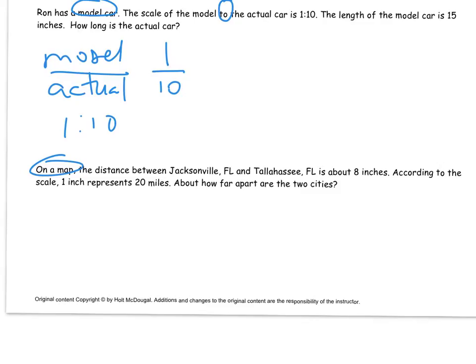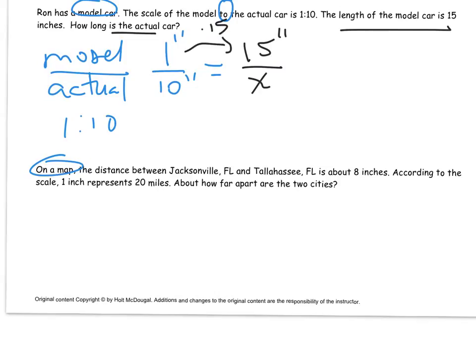Now in this case, the length of the model car is 15 inches. So what they're referring to is, for every 1 inch of the model, you're going to get 10 inches of the actual. So if we go ahead and write down the length of the model car, which is 15 inches, we can actually find out how long the actual car is. So notice, again, how do I get from 1 to 15? Well, we multiply by 15. If we do it the same way here, if we multiply by 15, 10 times 15 is 150 inches.